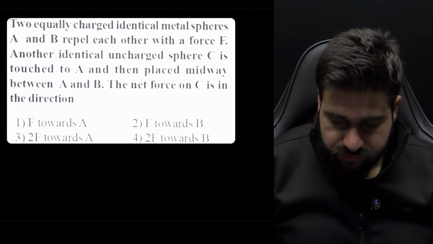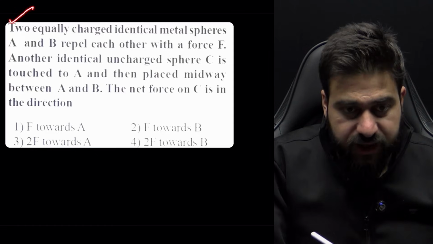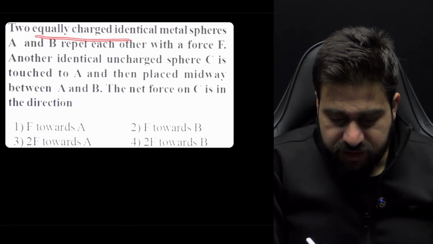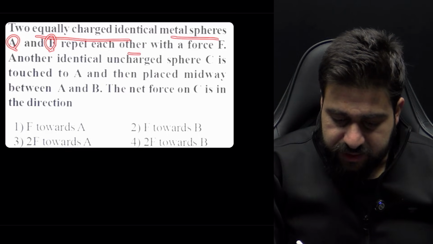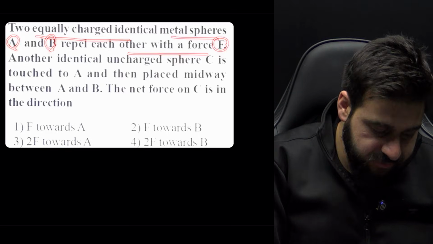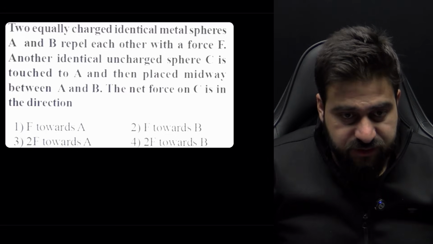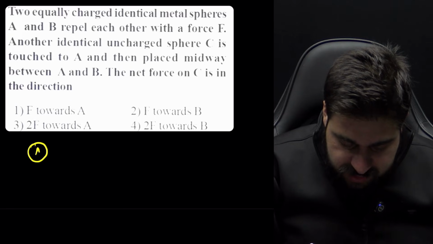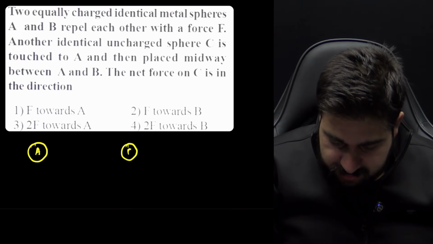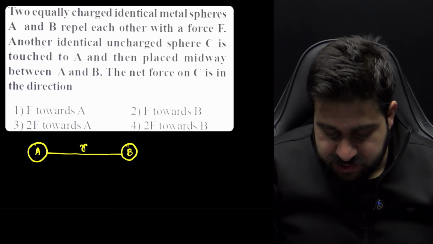Now, let's move on to question number 2. Two equally charged identical metal spheres A and B repel each other with a force F. You have got two metal spheres. Understand this very carefully. This is A and this is B. They repel each other. Let's suppose they are placed at a distance R.